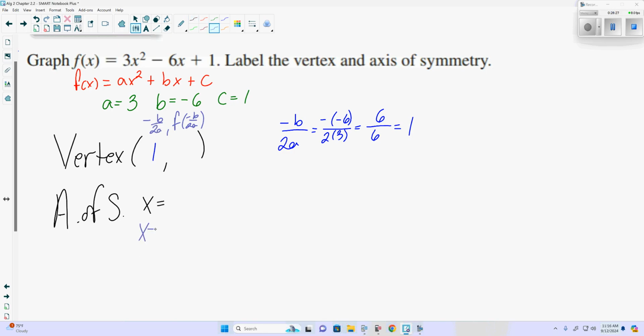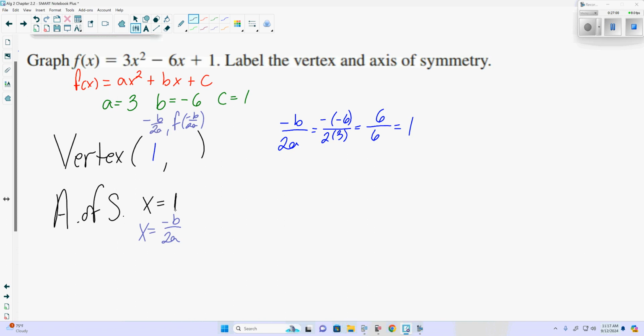Okay. Axis of symmetry, x is equal to negative b over 2a. Do we know what that is? Negative b over 2a is 1. So the axis of symmetry is x equals 1. So just by finding the value of negative b over 2a, we got half the vertex and the axis of symmetry. We're two thirds of the way done. We just need to find the other value of the vertex.